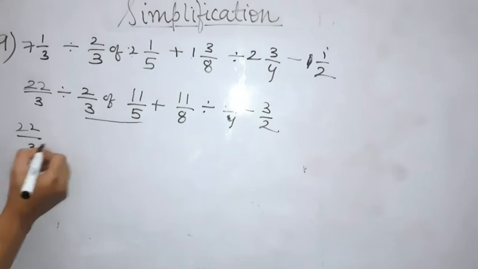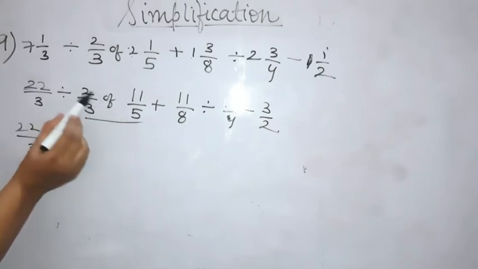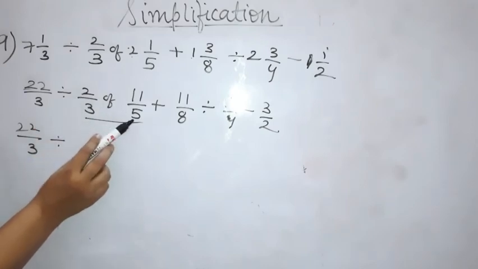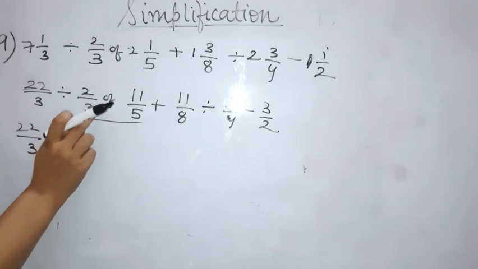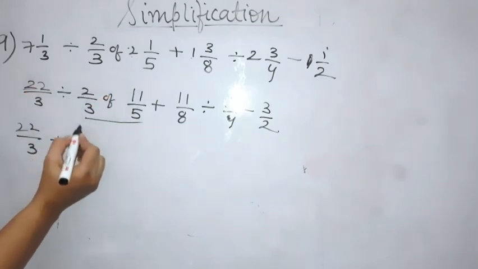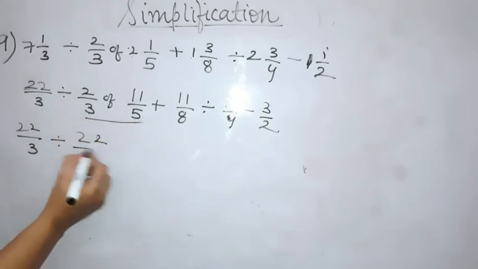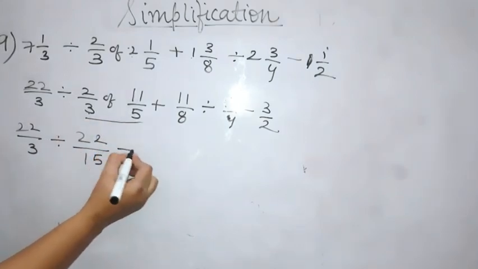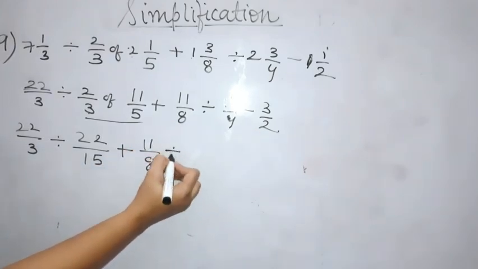I am underlining the portion which I am solving. Off means multiplication, so it cannot be reduced. 2 and 5 cannot be reduced, 11 and 3 can also not be reduced. So off means multiplication, so I am simply multiplying it for you. Multiplying the numerators, 2 11s are 22, multiplying the denominators, 3 5s are 15. Now this much is remaining, so let me write it for you.